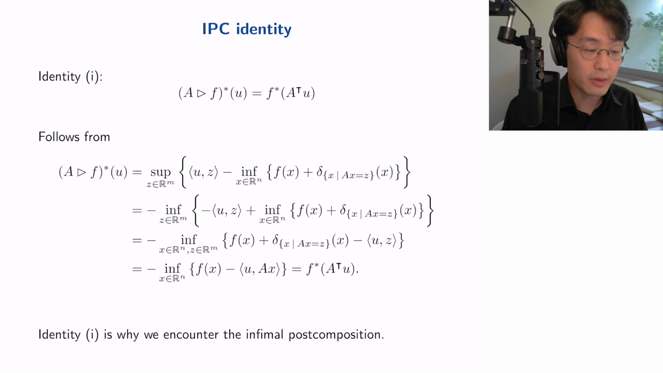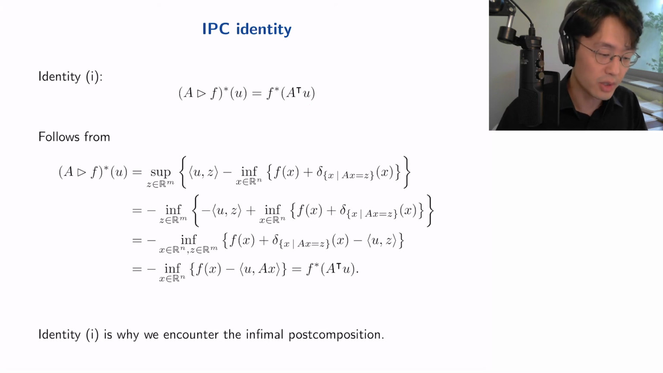In the previous chapter, when we were discussing primal minimization problems that had linear equality constraints, the corresponding dual maximization problems often had functions of this form. Therefore, this relationship explains why it is that for minimization problems with linear equality constraints, the IPC function naturally arises.